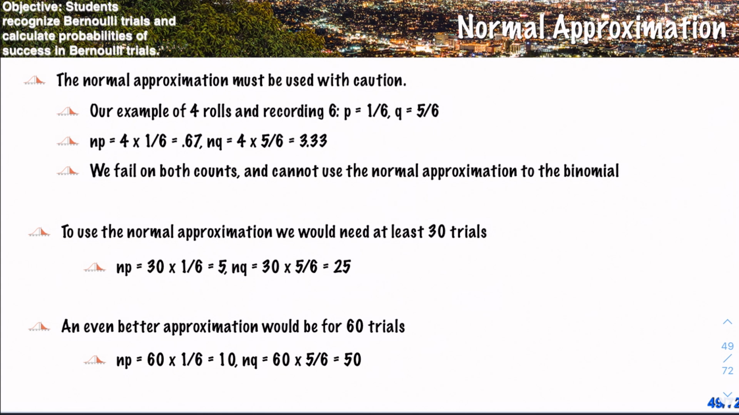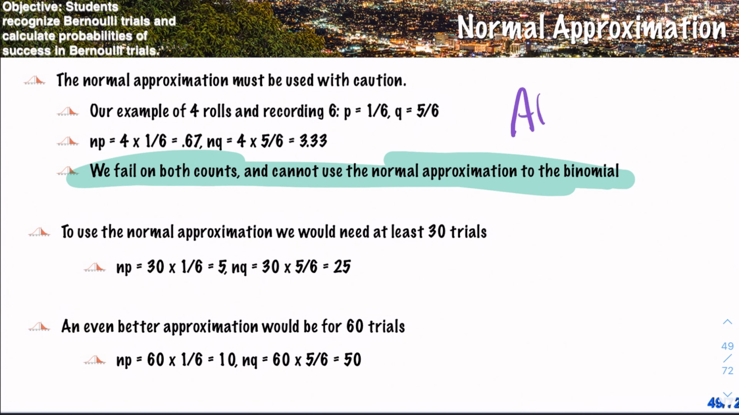So the normal approximation must be used with caution. In our example of four rows and recording a 6, n times p would be 0.67, and n times q is 3.3. We fail on both counts and cannot use the normal approximation to the binomial. So when we fail these conditions, and you always have to check the conditions, we need to make sure that we satisfy them in order to justify using a normal model.